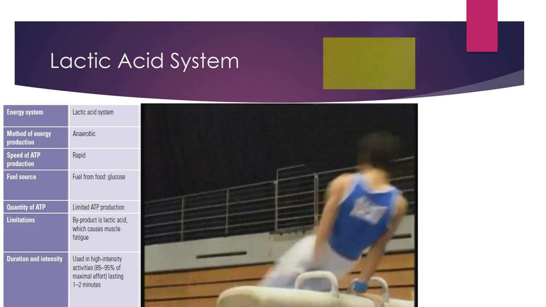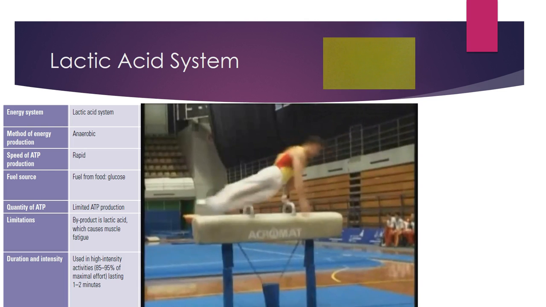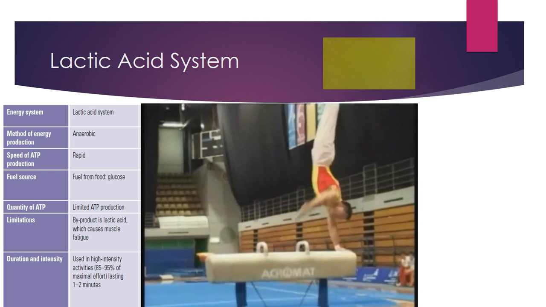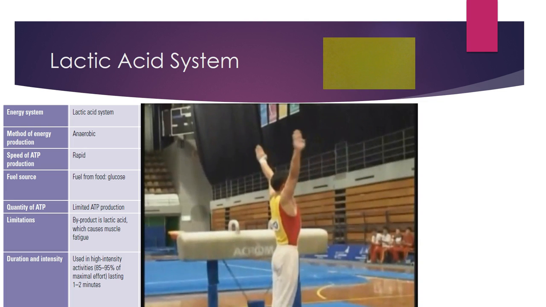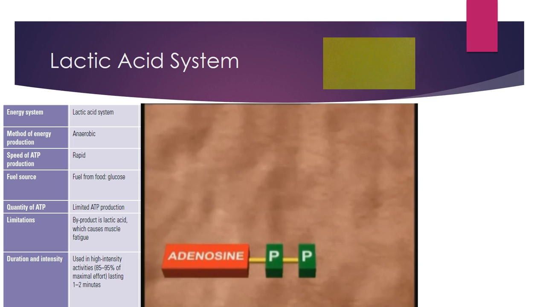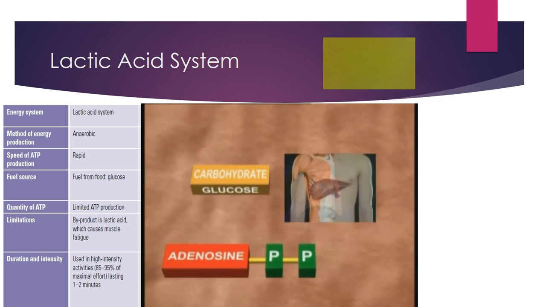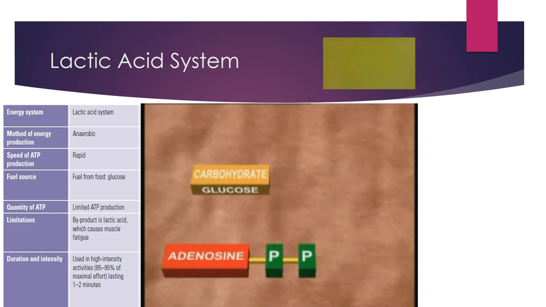The lactic acid system can provide energy for longer than the ATP-CP system because it uses a more abundant fuel. That fuel is carbohydrate in the form of glucose. Glucose circulates in our bloodstream and is also stored in muscle and liver cells as glycogen. In the lactic acid system, glucose is broken down without oxygen to give energy for ATP resynthesis, plus the byproduct, lactic acid.